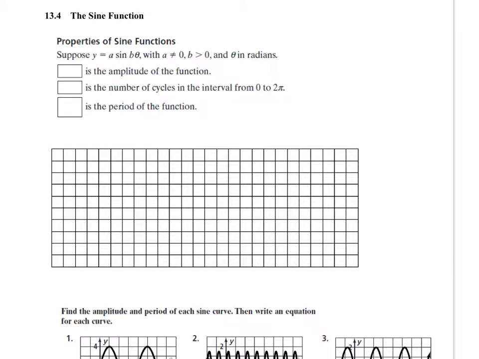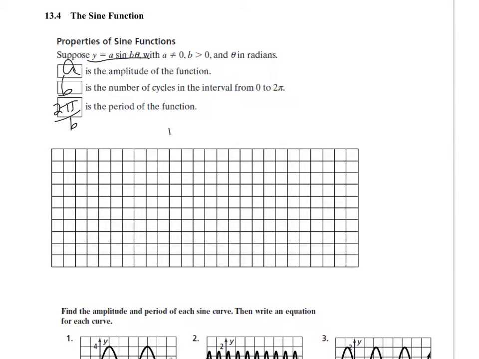In a sine function of the form y equals a sine b of theta, a is the amplitude of the function, and b is the number of cycles in the interval from 0 to 2 pi. And the period is going to be 2 pi divided by b.